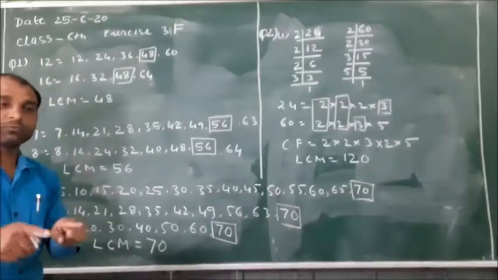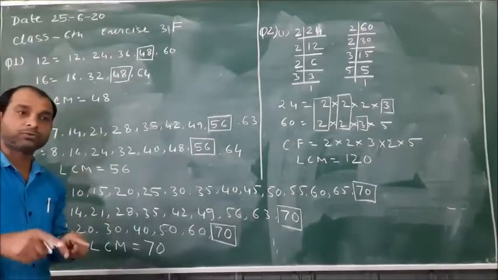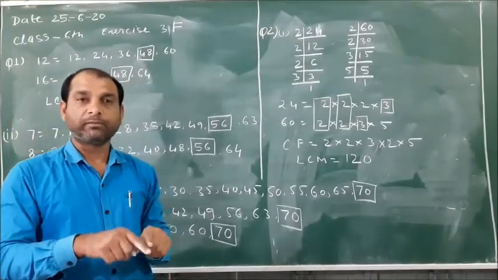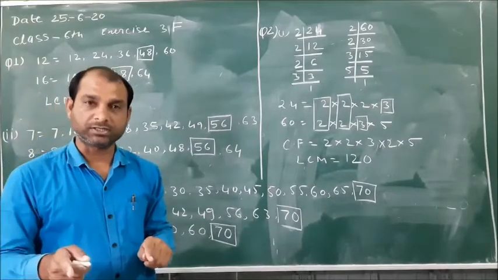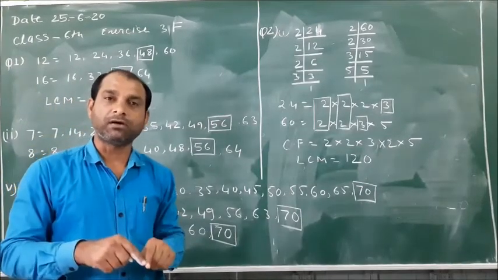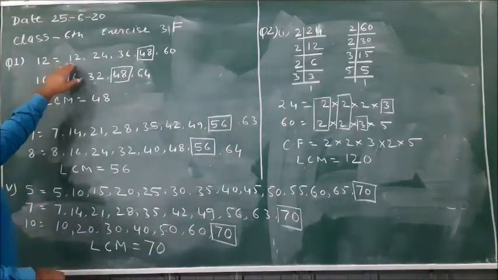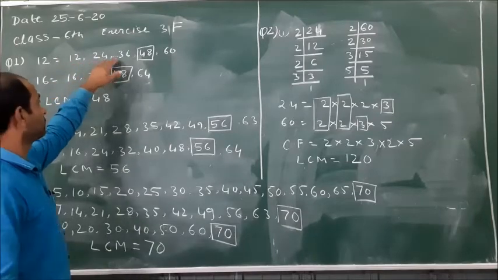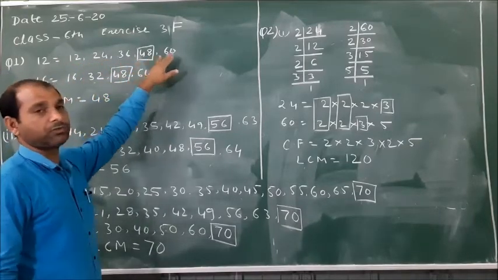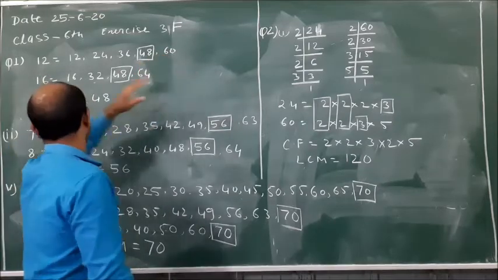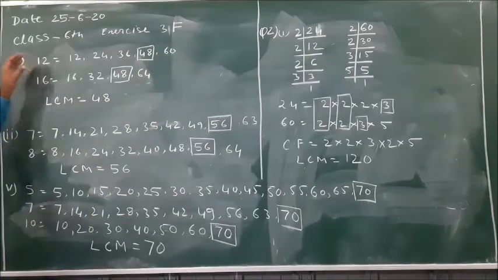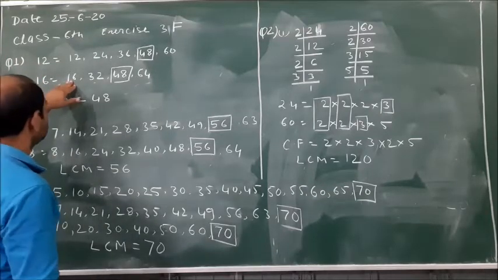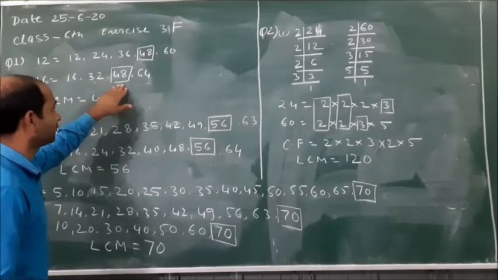12 multiplied by 1, 12 1 is 12. 12 multiplied by 2, 12 2 is 24. So 24 is a multiple of 12. 12 multiplied by 3 equals 36. So 36 is a multiple of 12. So first we find the multiples of 12: 12 1 is 12, 12 2 is 24, 12 3 is 36, 12 4 is 48, 12 5 is 60. And after 12 we find the multiples of 16: 16 1 is 16, 16 2 is 32, 16 3 is 48, 16 4 is 64.